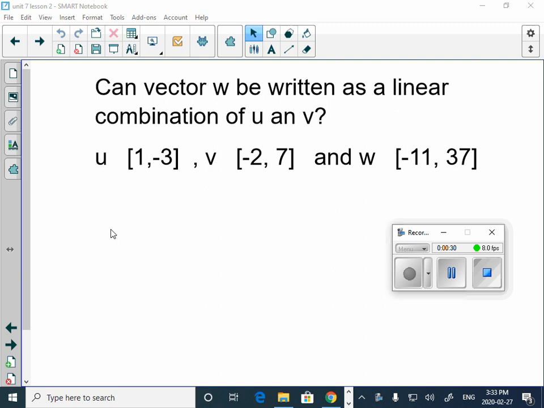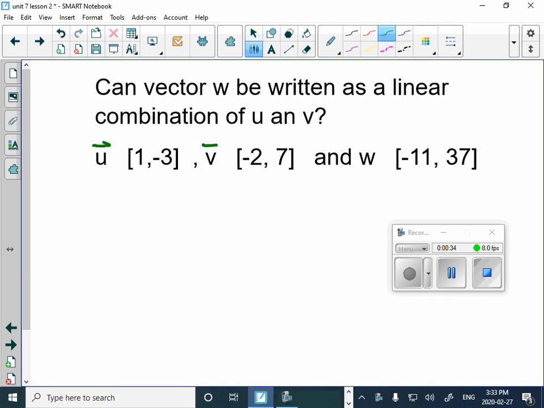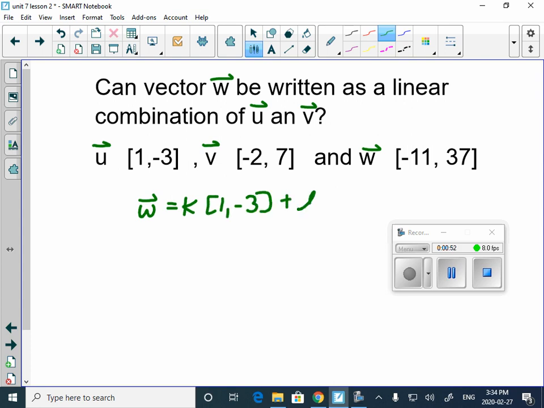So our first example, we're going back to two space. So I have vector u, vector v, and vector w. And the first question says, can vector w be written as a linear combination of u and v? Okay. So can I write w as a combination of 1 minus 3? And we tend to use k and l just by convention. Can I do that? So let's try and solve it.